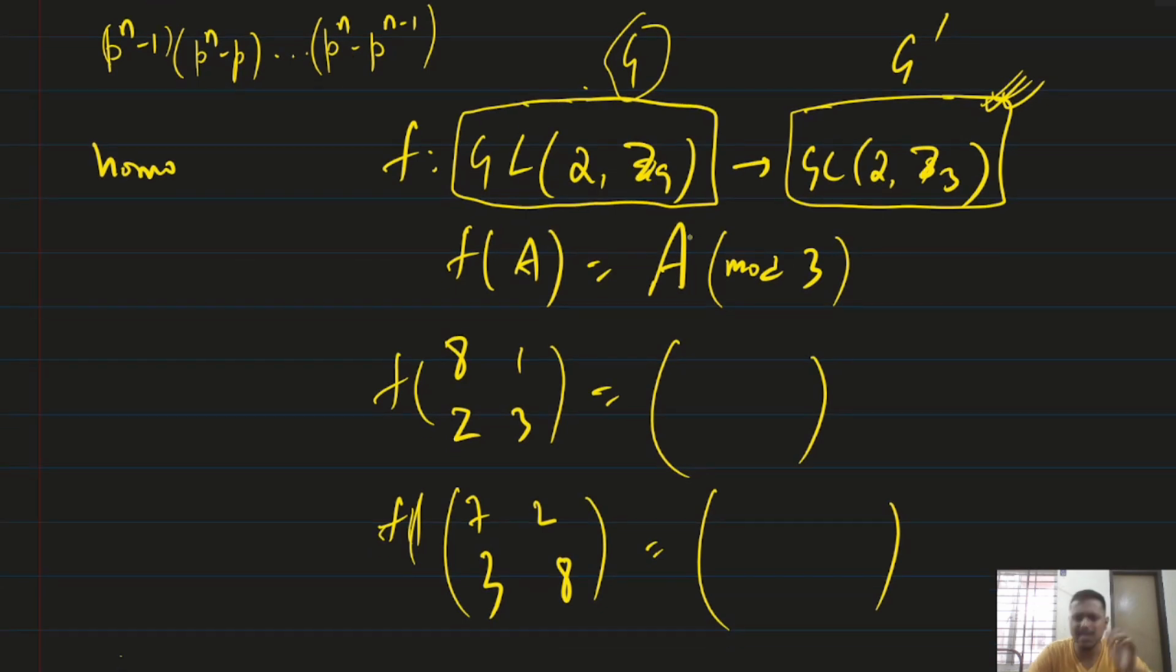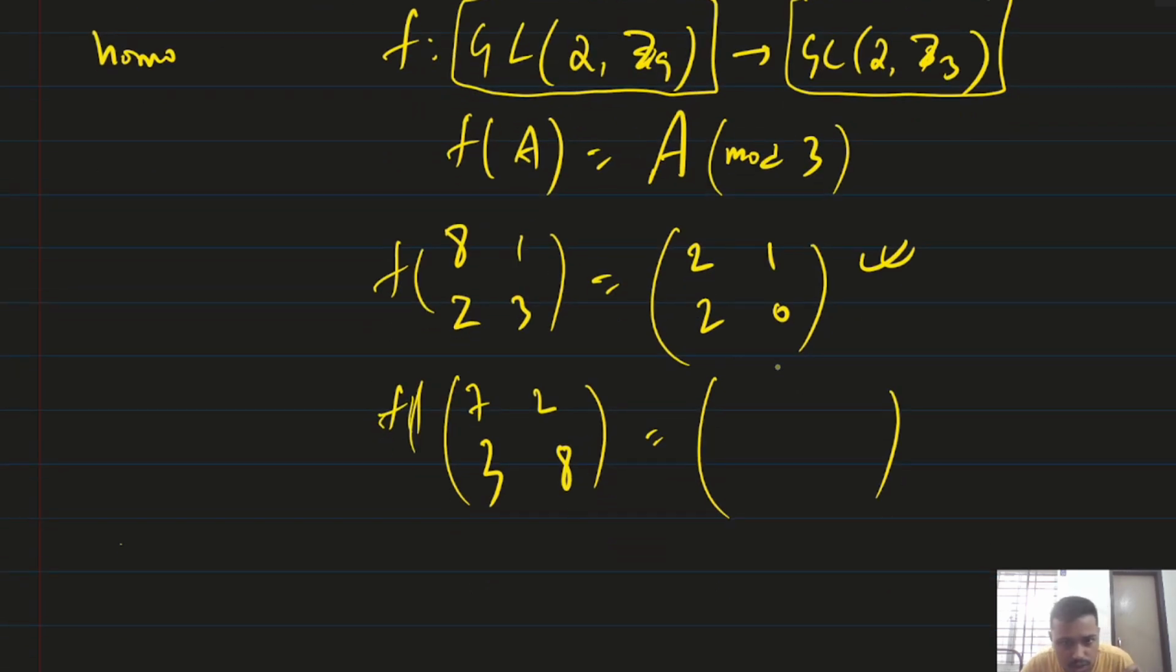So how is it? For example, if we have 8, 1, 2, 3, this is an element of GL2 of Z9. So its image will be, you take mod 3. 8 mod 3, remainder is 2. Here it will be 1. Here it will be 2. Here it will be 0. So this is the image of that. Now again f of 7, 2, 3, 8. What will be the image of this element? So you take mod 3. It will be 1, it will be 2, it will be 0, it will be 2.